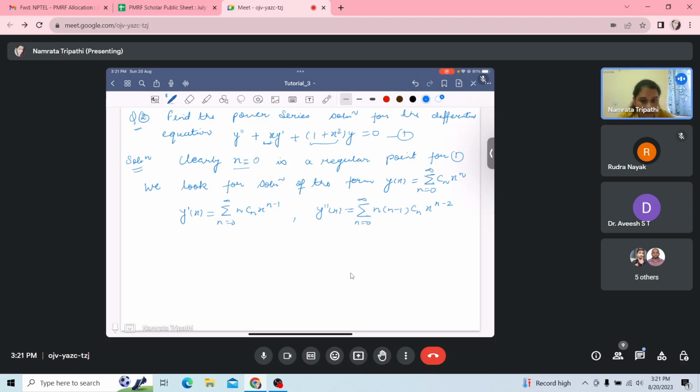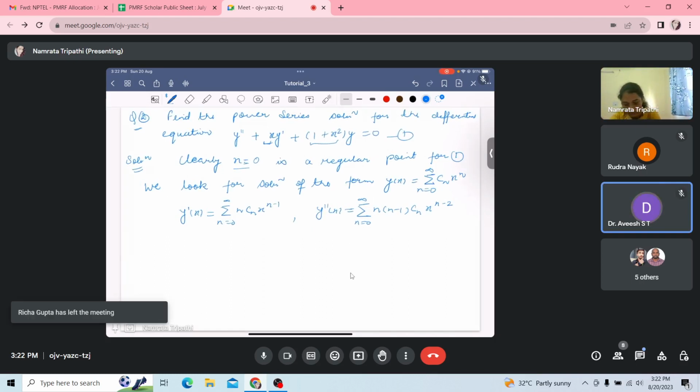Simply you have to put these values in equation 1. Madam, for y' the summation n runs from 1 to infinity, and in y'' n is equal to 2 to infinity. Yes, you can write 1 to infinity also, because at n equals 0 this term automatically becomes 0. Also at n equals 0 and 1, at both points, y'' will become 0. So we can write 2 to infinity or 1 to infinity also. Okay, so let's put these values in equation number 1.